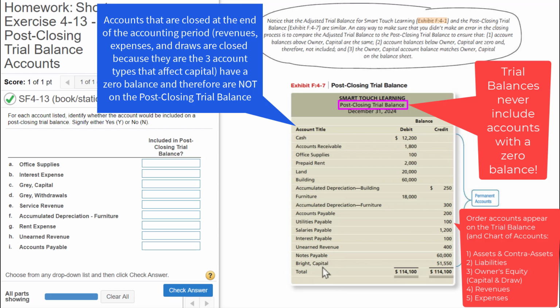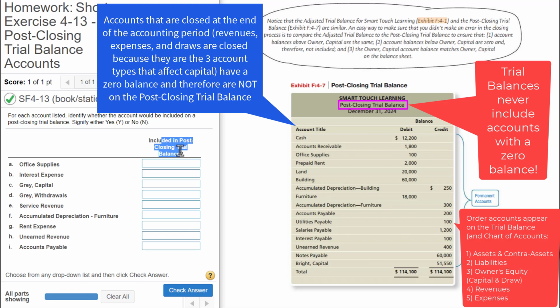And the other account that we close at the end of the accounting period is draws. Notice there are no draws. Draws would appear right after capital. And why do we close the draws? Because they affect capital. So we close draws to capital and they make capital go down. So again, the post-closing trial balance does not have expenses, revenues, or draws. So that's what they're asking us over here: are these accounts on the post-closing trial balance?